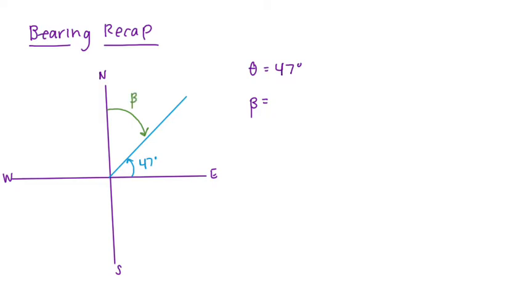So what is that angle? Well, that's just 90 minus 47. That's 43 degrees. So the first method of bearing gives us a bearing of 43 degrees.